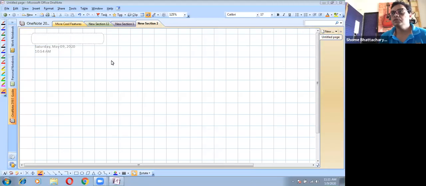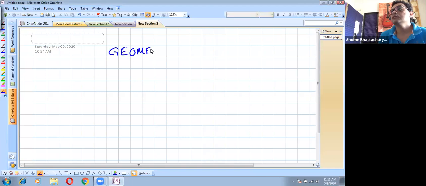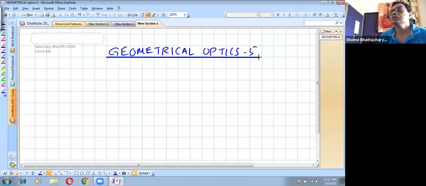So we're looking at geometrical optics session 5 today. We have a test scheduled tomorrow, so we'll also be concentrating on a lot of revision questions.